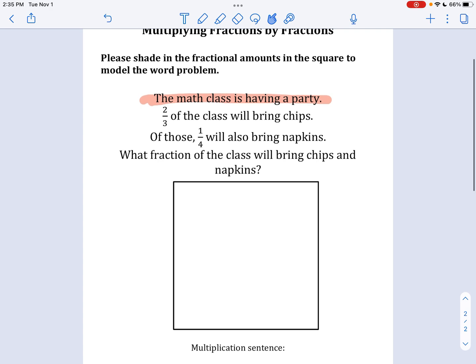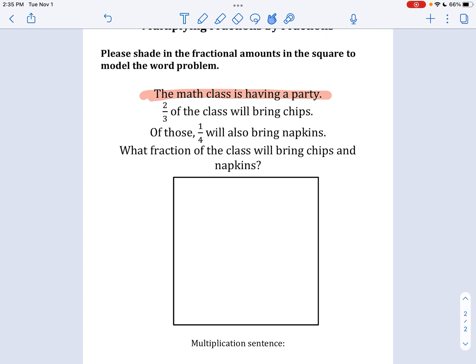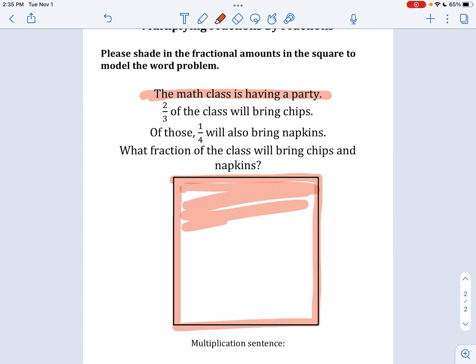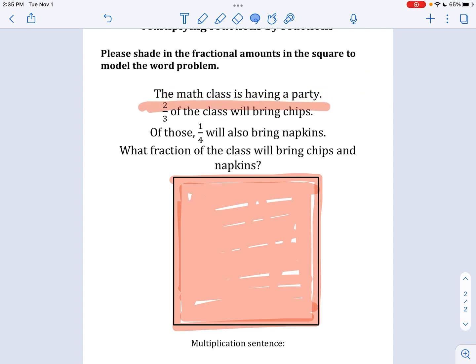If I look down below, this doesn't really look like a class because a class looks like it's full of students, but this box, this square, is going to represent a whole class. If the whole thing is colored in, then it would mean the whole class. So right now, this is a whole class. The whole class is having a party. The next sentence says, 2/3 of the class will bring chips. So not this entire picture.